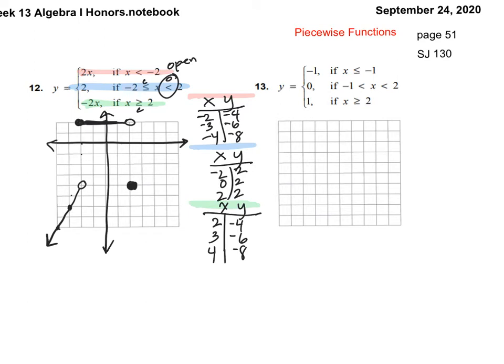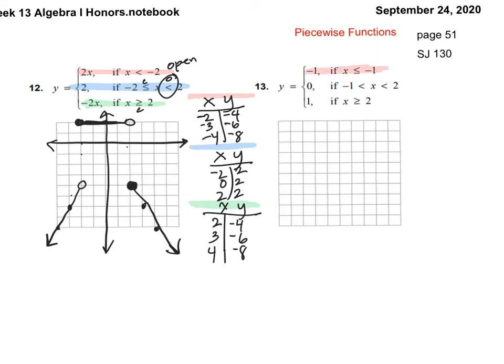3, -6. 1, 2, 3, 1, 2, 3, 4, 5, 6. And 4, -8. 1, 2, 3, 4, 1, 2, 3, 4, 5, 6, 7, 8. And then draw the third piece to your function. So that's my piecewise function for number 12. Now I'm going to do the same thing for number 13.